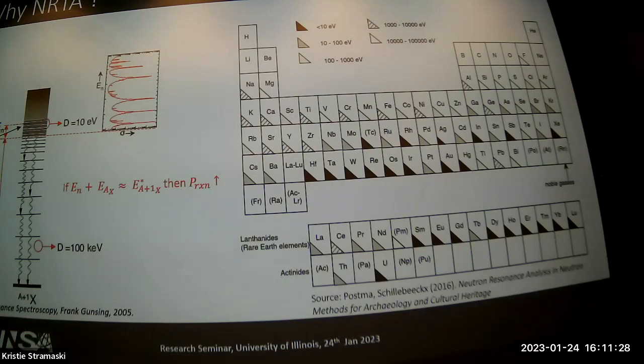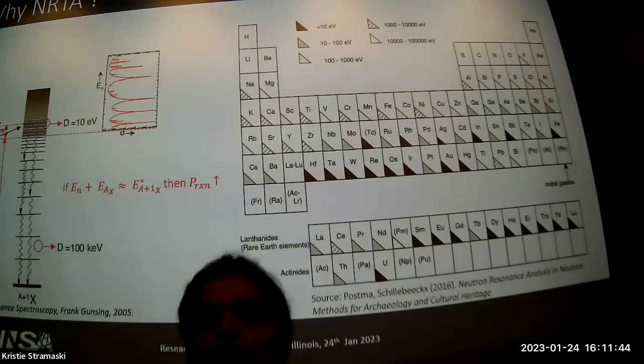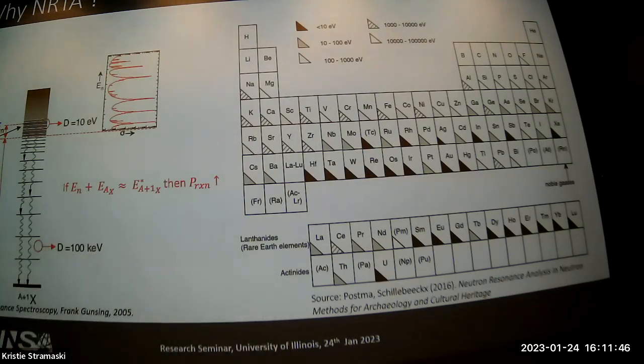And this is how, for every isotope, this pattern is going to be different. And this is how you identify that, okay, if this is the pattern of the energy spectrum of the transmitted neutrons, this isotope is present in the target.